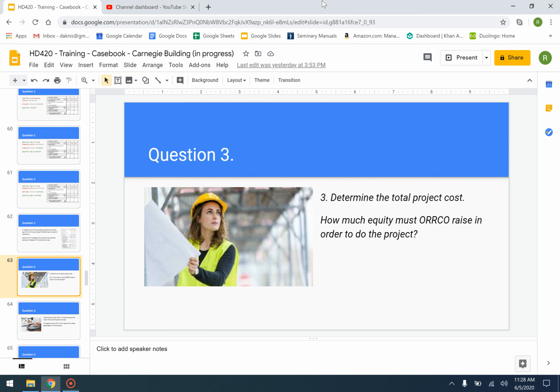All right, so what we're going to be doing in this video is going over the casebook for Carnegie Building, question 3. Question 3 says determine the total project cost and how much equity must Orco raise in order to do this project. So we're looking at two different things. One is the total project cost and what is equity. So total project cost is obviously going to be helpful in helping us figure out equity.